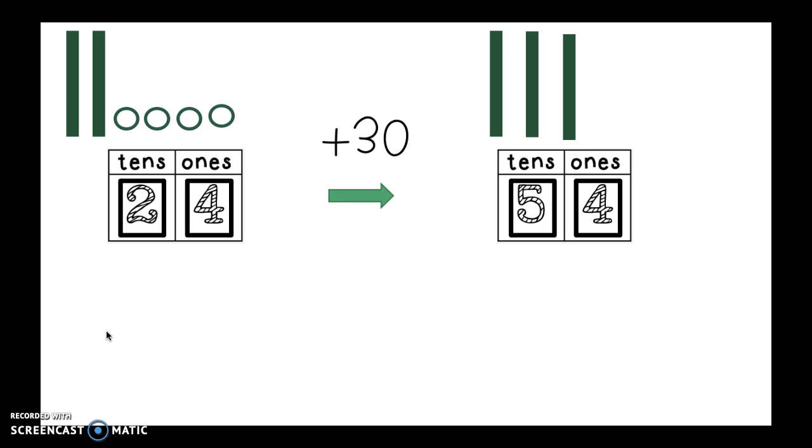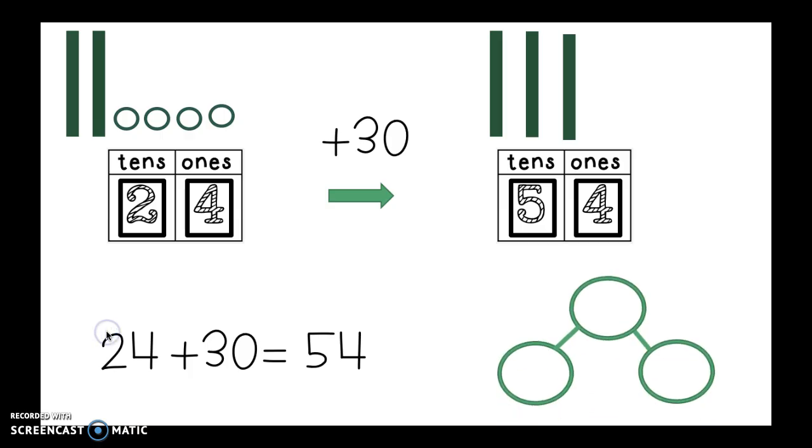Okay, so here we go. I had 24 because that's what I started with. The change that I made is right above the arrow. I added 30, and then my result was that I had 54. Your number sentence should start with the amount that you had, show your change, in this case adding 30, and then equals the whole amount.